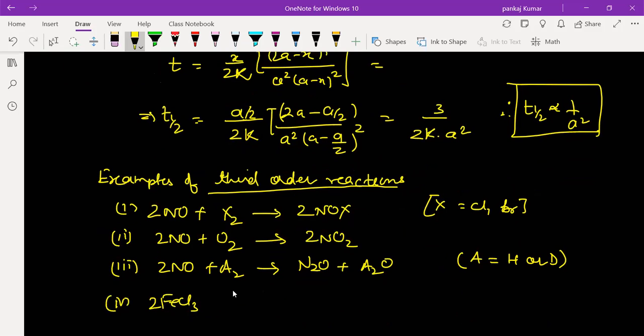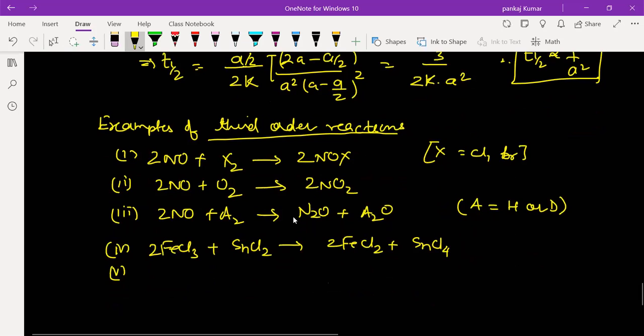2Fe CO3 plus SnCO2 will give you 2Fe CO2 plus SnCO4. Then 2HgCl2.